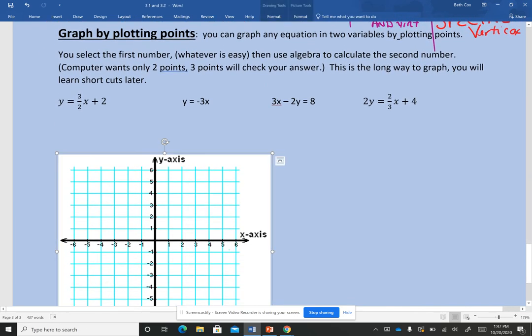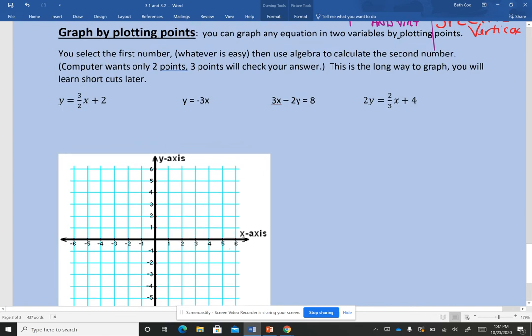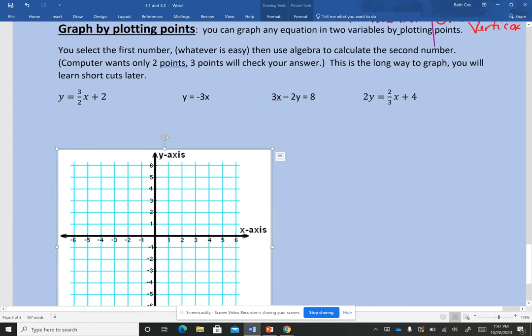Now, getting into graphing by plotting points. All right, I'm going to do this on the next video. You could stop here and copy these problems down and see if you can graph them.